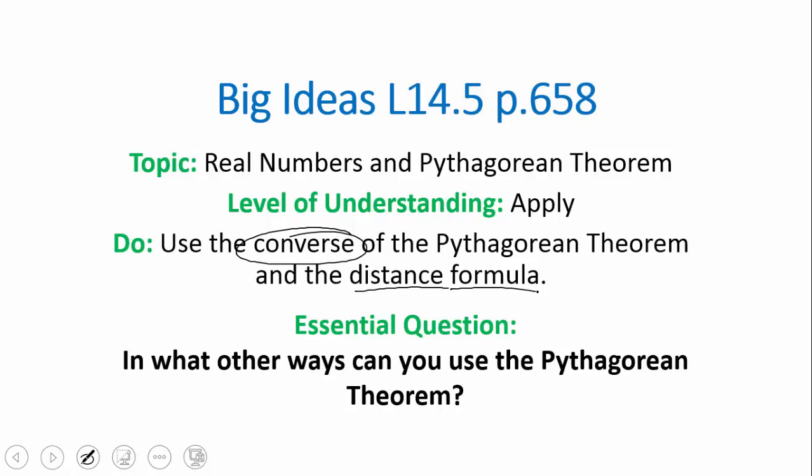We've already used it by saying, hey, I have a right triangle. This triangle is definitely a right triangle. And if you use the formula a squared plus b squared equals c squared, we can find one of the missing sides. We can find a leg, or we can find the hypotenuse.